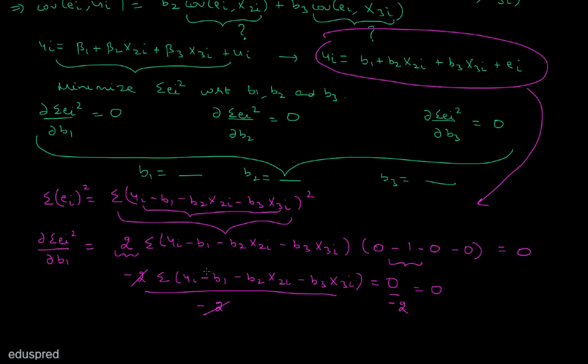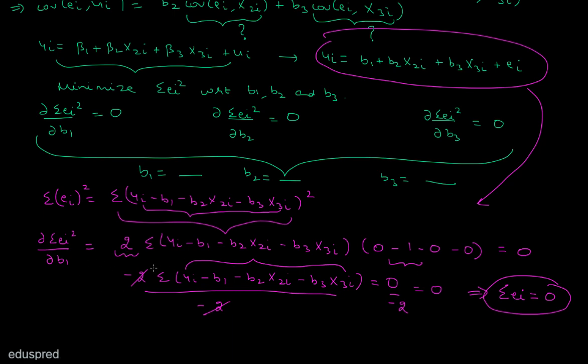Now the main thing that you need to note over here is that the term that I have written inside the summation is nothing but ei, because ei is defined as yi minus b1 minus b2 x2i minus b3 x3i, and that's the same term that you have over here. So this expression is giving you summation of ei equal to 0. So if you differentiate your summation of ei square partially with respect to b1, we get summation of ei equal to 0. Now see, I'm not going to complete this differentiation exercise.